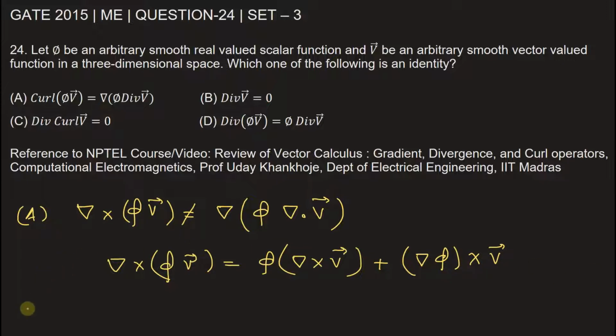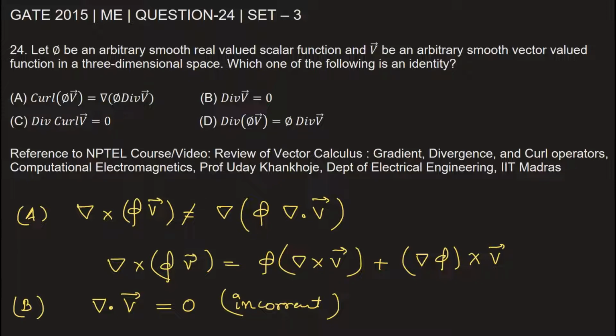Alright, now let's check option B. That says divergence of v is 0. Divergence of v is equal to 0. So this is also incorrect. Divergence of a vector field is 0 only at a point where there is zero flux through an enclosed surface. Only that function will have zero divergence. Usually it's a sink or source flow in a vector field, in a velocity field.